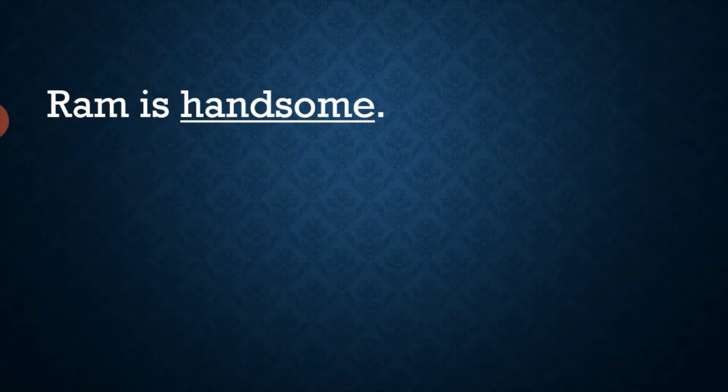And in this sentence, Ram is the name of a person, so we call it a noun, right? So Ram is the noun of the sentence, right? And there is one underlined word, that is handsome, right? And this handsome describes the noun of the sentence, that is Ram, or in simple words we can say handsome tells about the subject of the sentence, okay, that is about Ram. Therefore we call it an adjective.